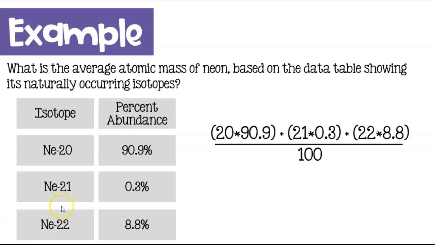Let's go ahead and multiply each isotope's mass by its abundance. We can then add all of these together to get the abundance of all the isotopes and then divide by 100 to get the number without dealing with percents. This means that the average atomic mass of neon will be 20.179 AMUs.